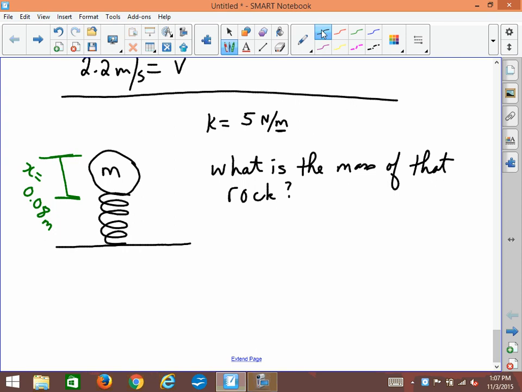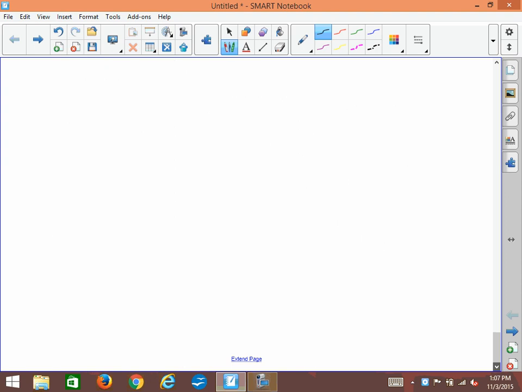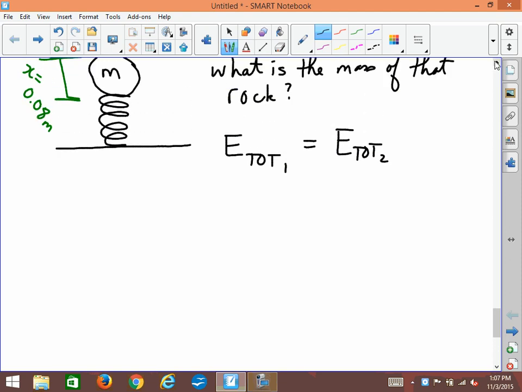So let's start with our statement of the conservation of energy. The total energy at any one particular place in the system is going to be the same all throughout the system, so it's also the same at any other spot. So let's look at the spot just before the rock was let go, when it was just touching the top of the spring. Let's have a look at that spot. All right, so we'll put this here.